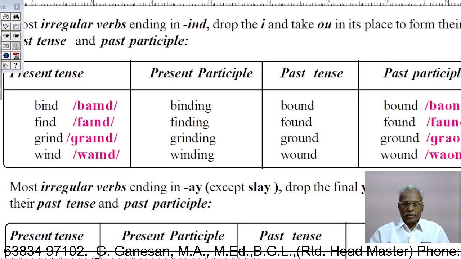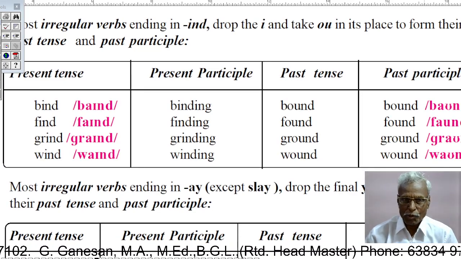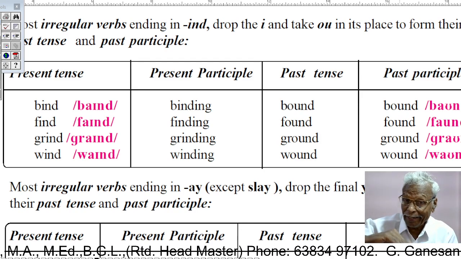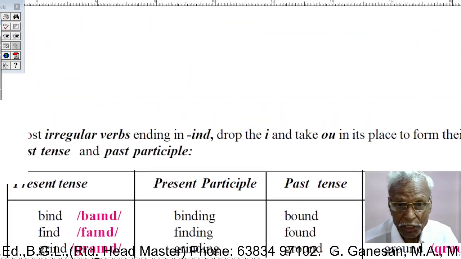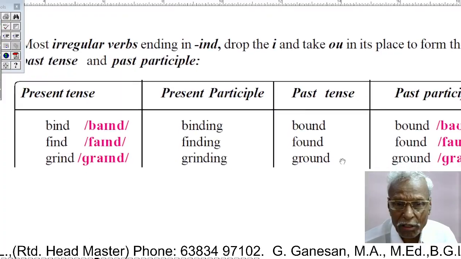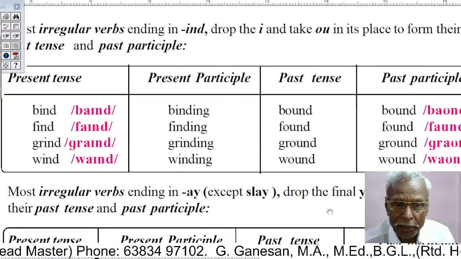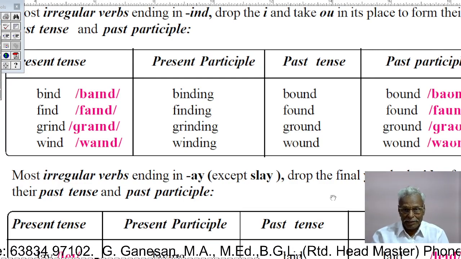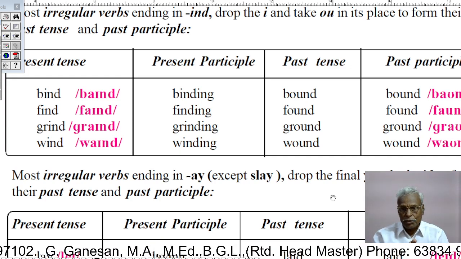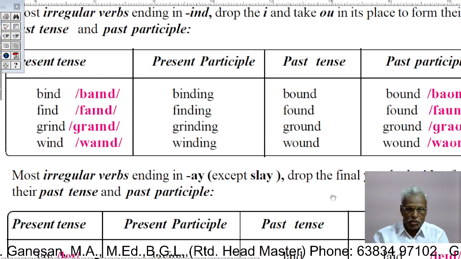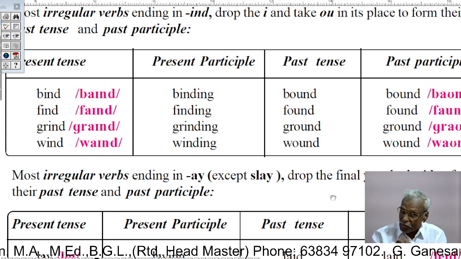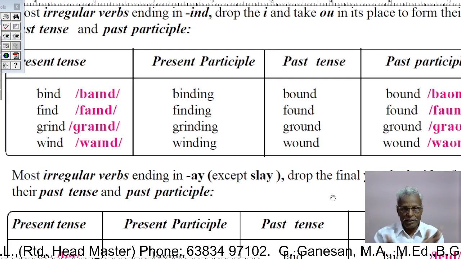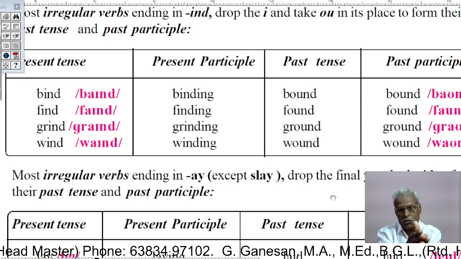Let us see the eighth kind of formation of past tense and past participle. In the above we saw irregular verbs ending in END. Here we are going to see the irregular verbs ending in IND. Irregular verbs ending in IND drop the IND and take OUND to form their past tense and past participle.